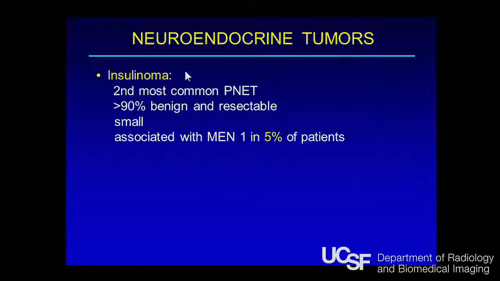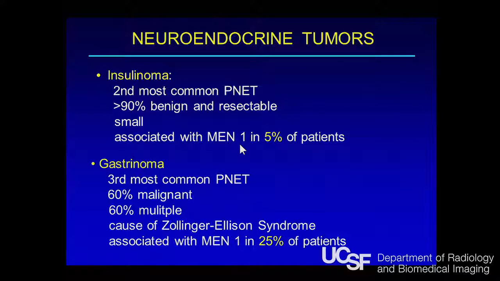Now, let's look at the functional types. And, I would say if you had to have a neuroendocrine tumor, insulinoma is probably the one that you would like. It is the second most common of the pancreatic neuroendocrine tumors. You can see that over 90% are benign, right? This is in contrast to the non-functional type and resectable. They tend to be small, on the order of about a centimeter or less. And there is an association, a mild association with MEN1.